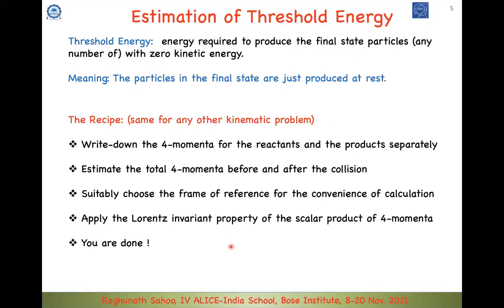So the first step is to write down the 4 momenta of the reactants and the products separately. The way you write A plus B going to C plus D, you write individually the 4 momenta of all those involved in the interaction. Then estimate the 4 momenta before and after the collision. Then suitably choose the frame of reference for the convenience of your calculation.